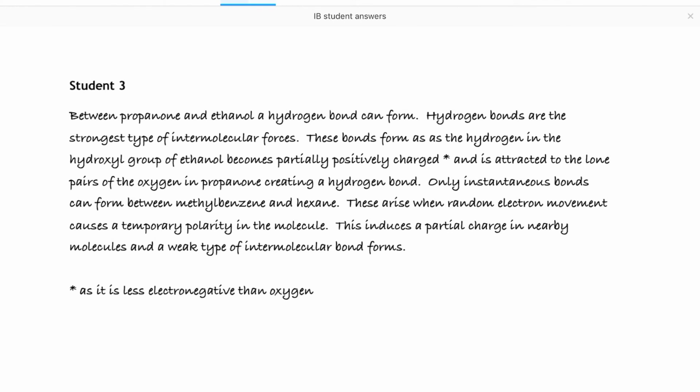Between propanone and ethanol, a hydrogen bond can form. That is the strongest type, so we're happy with that. Hydrogen bonds, yes. These bonds form as the hydrogen in the hydroxyl group of ethanol becomes partially positive charge, because it's less electronegative than oxygen, and it's attracted to the lone pairs of oxygen in propanone, creating a hydrogen bond. So we have everything we need here. This essentially is the perfect answer for explaining how hydrogen bonds are formed.